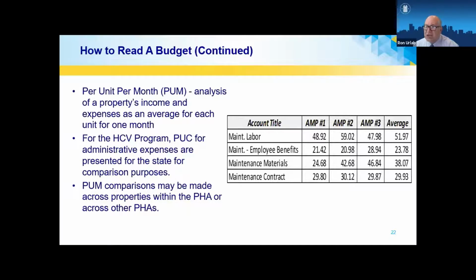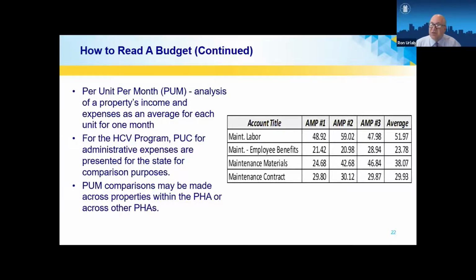AMP2 has very high labor cost compared to the other two AMPs. The benefits are a lot higher for AMP3. Maintenance materials, why is AMP1 material cost so low? And then you look at maintenance contract. So we have some questions here, don't we, by looking at it in this frame. Number one, why does it take more labor cost to run AMP2?